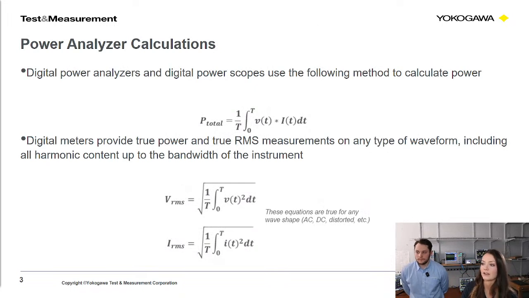And how it actually calculates that power, the power formula is instantaneous voltage times instantaneous current integrated over time. And then typically the values that we see are voltage RMS and current RMS, the voltage root mean square and current root mean square. So that's the basics of what you're getting from a power analyzer. You're taking a voltage and a current, multiplying them, integrating them over time, and getting power.